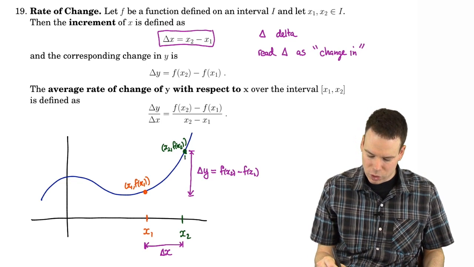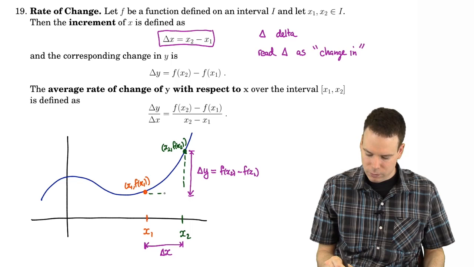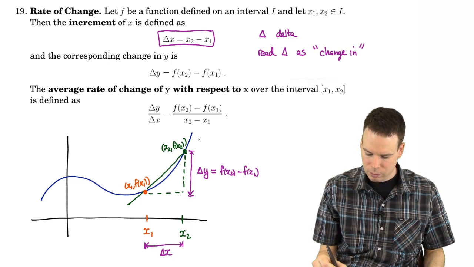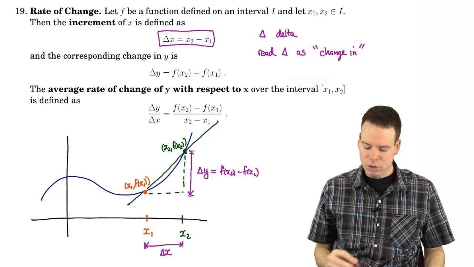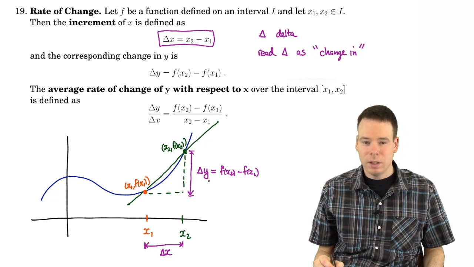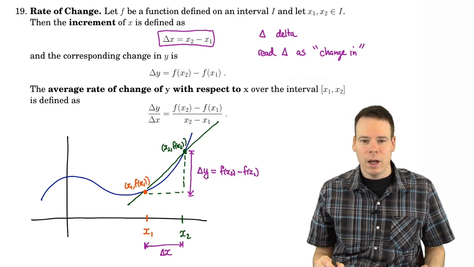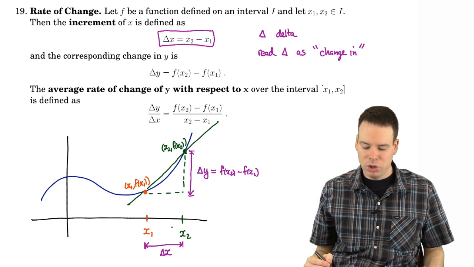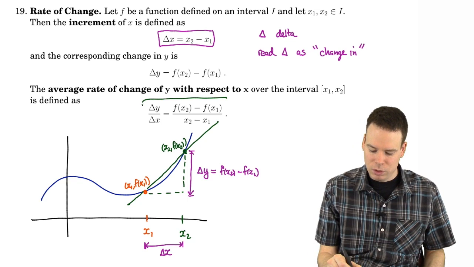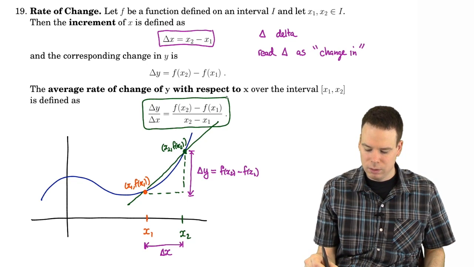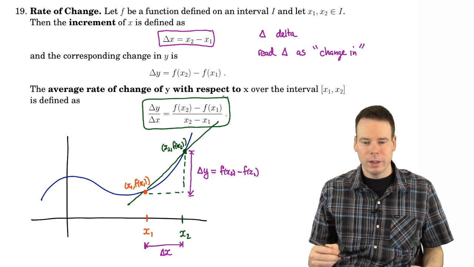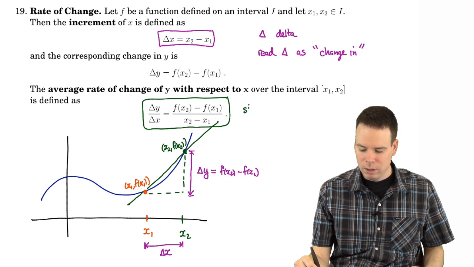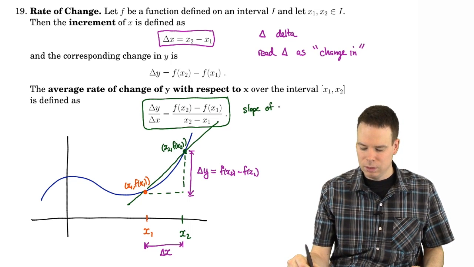Now the average rate of change is just defined to be the slope of the secant line through those 2 points. The average rate of change is the slope of that secant line, or in other words, it's the change in the output divided by the change in the input. It's the change in y divided by the change in x. That's what the average rate of change is: how the outputs changed relative to the change in input. And we have this interpretation that this is the slope of the secant line.